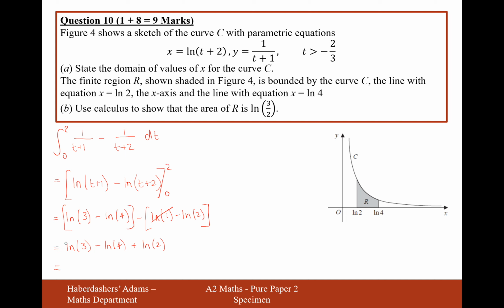Let's multiply the two positives first, because that's following the ln rule, so it's going to be ln of 6, and then when you subtract a ln, you divide inside the brackets, so your final answer here is going to be ln 3 over 2. Lovely, so there we are.